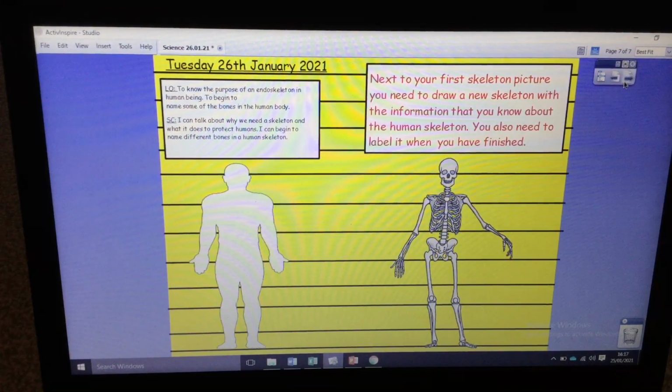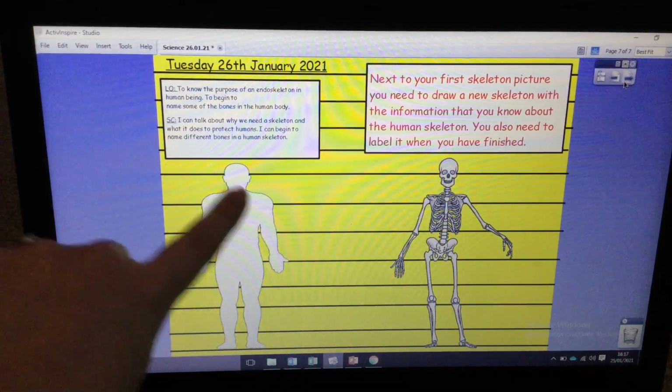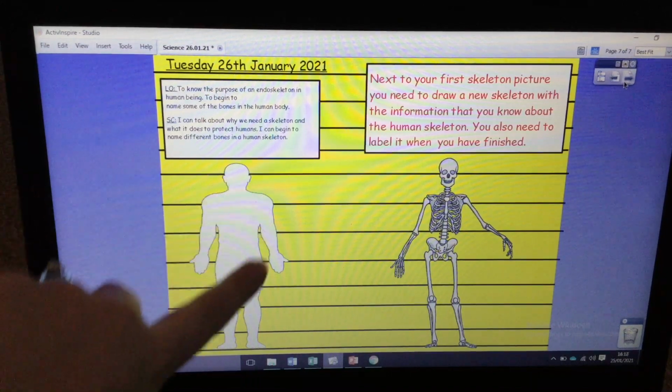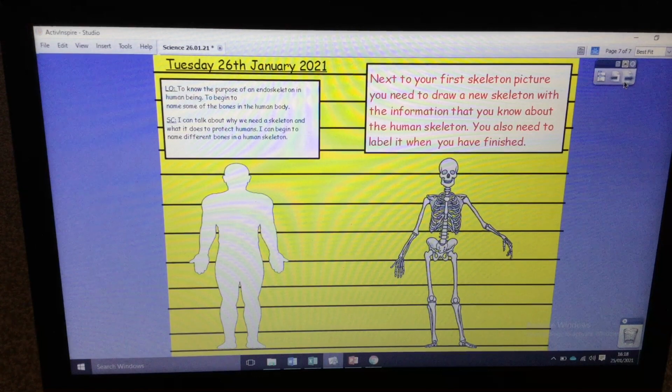Okay, so your independent activity now is to draw a new skeleton next to the picture of the skeleton that you drew at the beginning of the lesson. So we should be able to see a before and an after. So what you thought our skeleton looked like before we did any learning about it, and what you think our skeleton looks like now. So you need to think about including as many of the bones as you can.